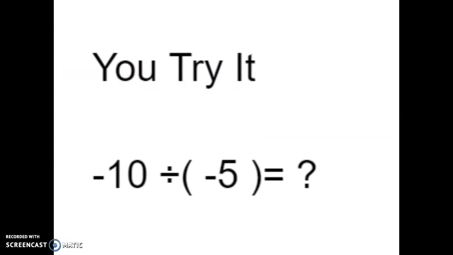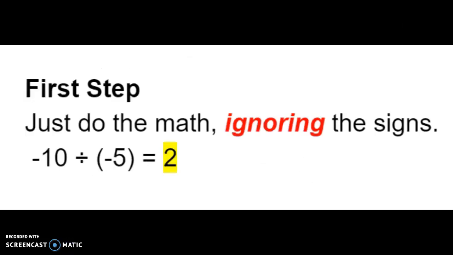-10 divided by -5 is equal to, pause the video, try it, and then we'll go over all 3 steps. Let's just do the math and ignore the signs. We're going to ignore this negative. We're going to ignore this negative. When we think about it just as 10 divided by 5, we know that our answer is 2. So we're going to put down 2. That first step is getting kind of easy now, isn't it?